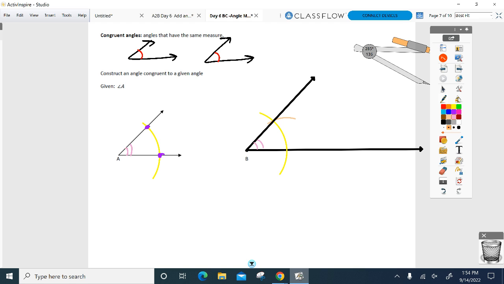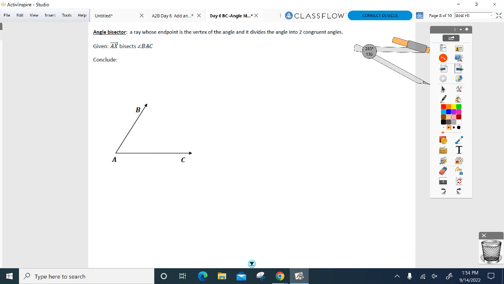I got one more vocabulary term. So we know about angles now, right? We know how to label them. We know how to name them. Last vocabulary term: bisector.